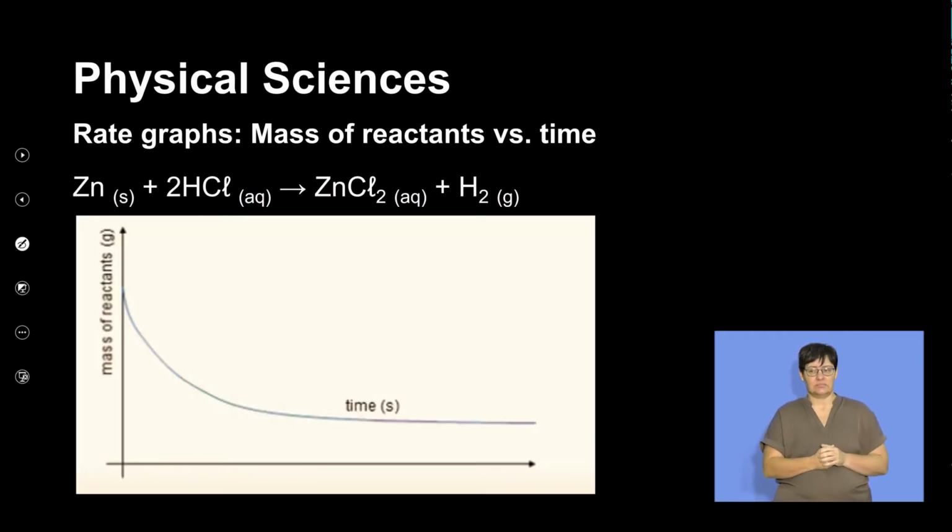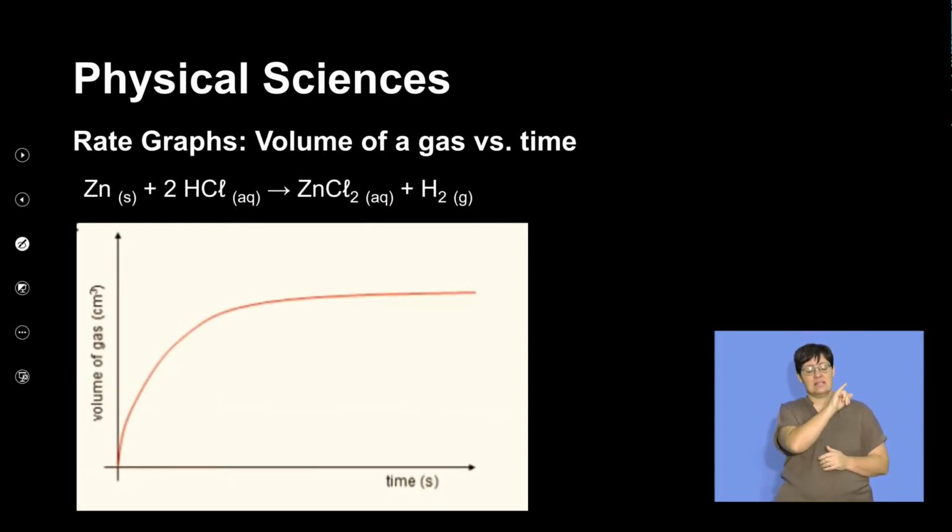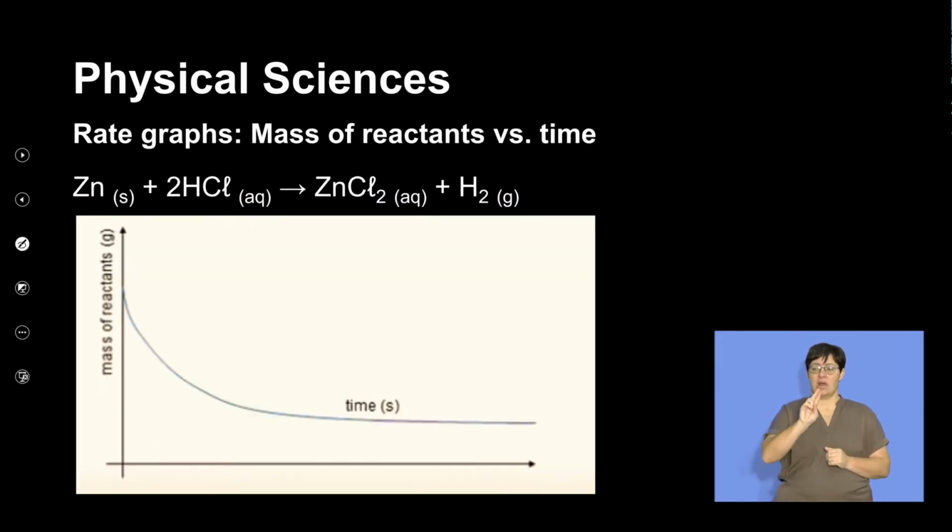The next type of graph that I would like us to look at is the rate graphs. And these rate graphs, if we look at the mass over reactants graph, this one I would like to explain further. As we look at the zinc and the hydrochloric acid, we can see here we start with a mass. The mass gets lower and lower, and we get to a point where it is parallel to the time axis.